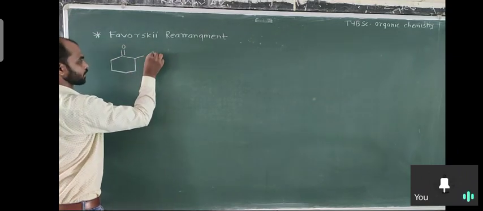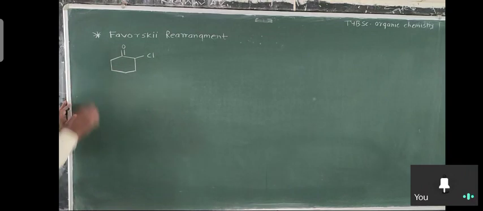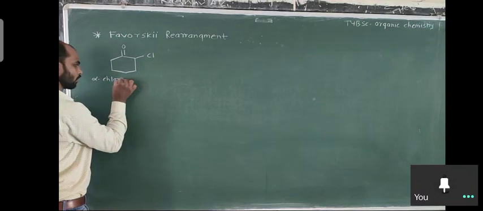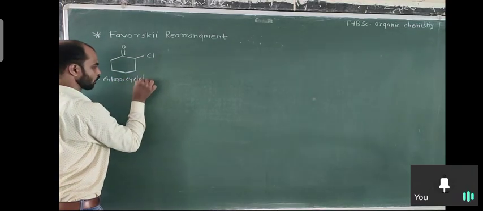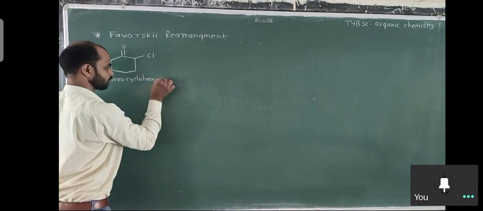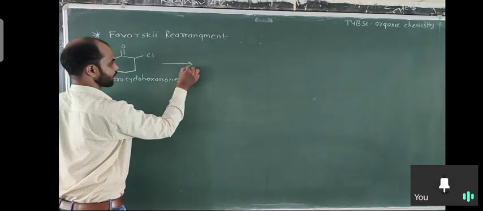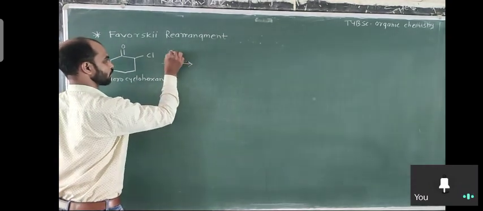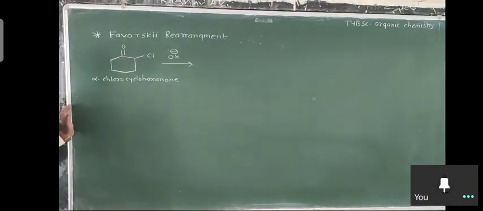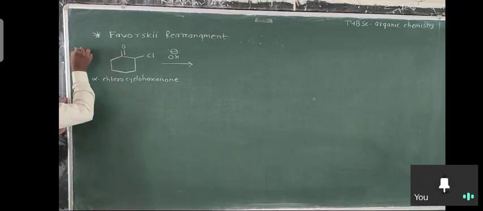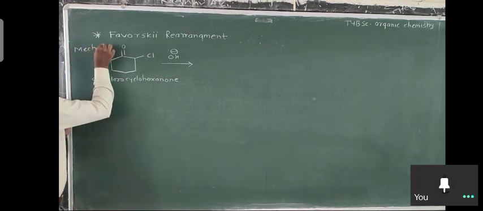Suppose here Cl. So it is an alpha chlorocyclohexanone. Suppose we consider the base used is hydroxide, OH minus. So what is the first step? We discuss the mechanism here.